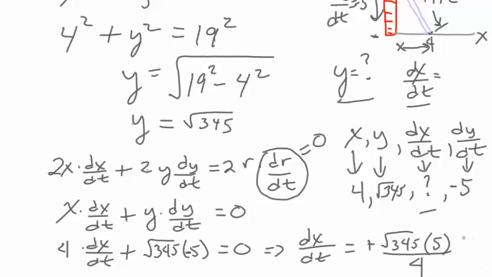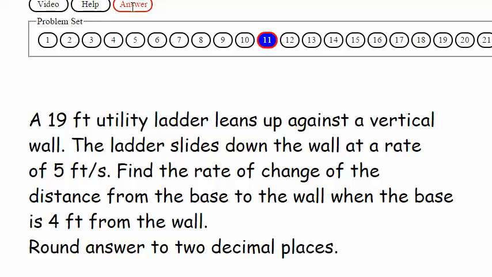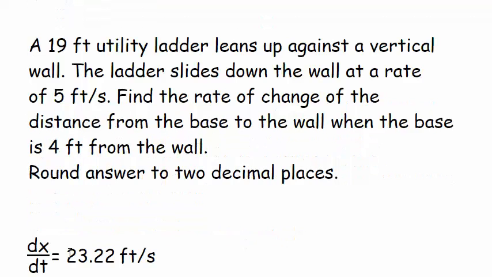So we'll want to plug that into the calculator because we're going to be rounding to 2 decimal places. Or you can multiply that by hand if you want. That'd be nasty. All right, over 4, we get 23.22 is what I got. So let's hit the answer here. Yeah. Okay. So we get 23.22 feet per second.